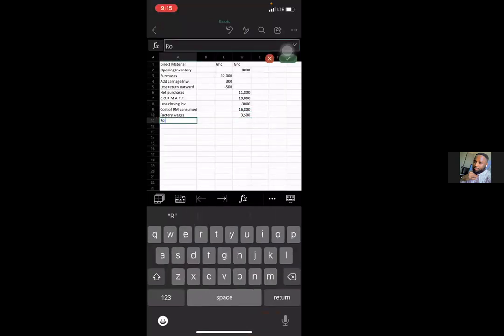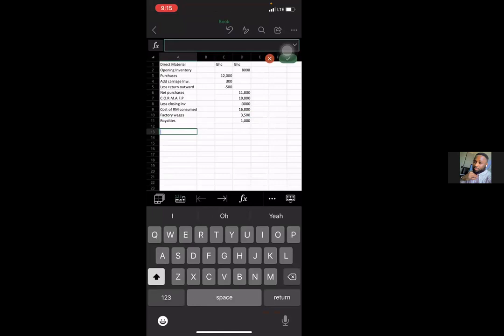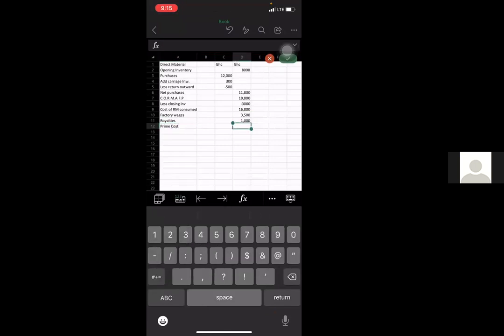And then we have royalties. What's the figure for royalties? 1,000. So what will be the figure for prime cost? What will be the figure for prime cost, please?